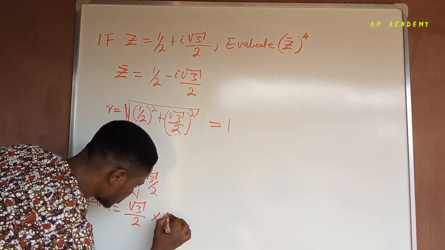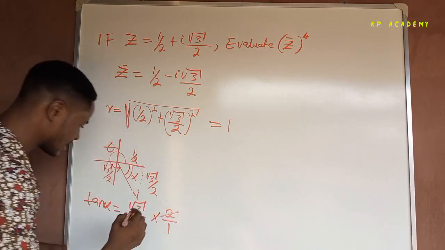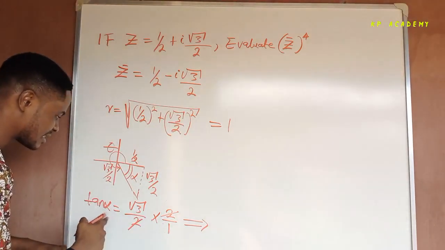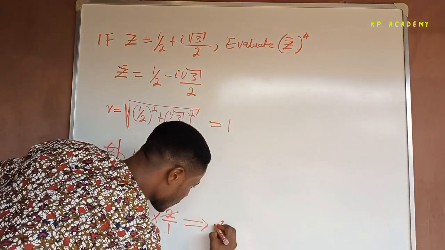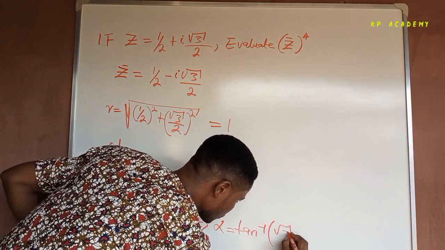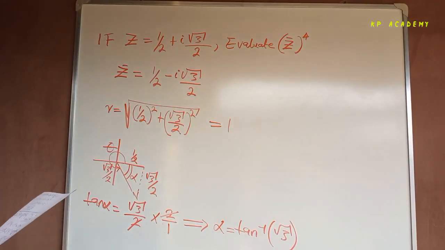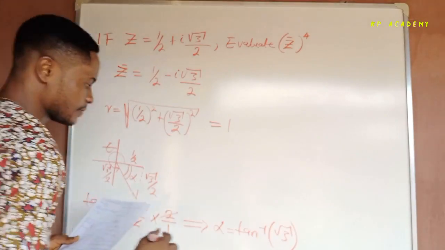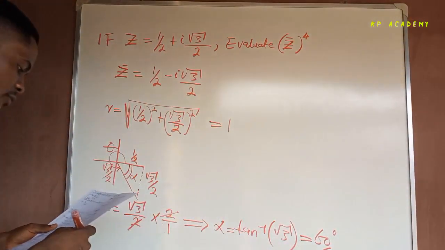Alright, this is common algebra, 2 over 1, such that this will cancel this. Expressing further, I will now have that tan alpha is equal to root 3. Therefore, alpha will be equal to tan inverse of root 3. Very important. So if I do tan inverse of root 3, I should have 60 degrees.